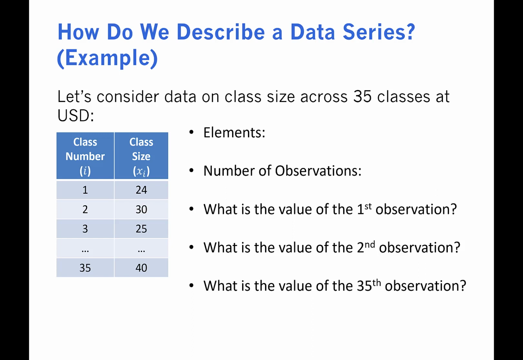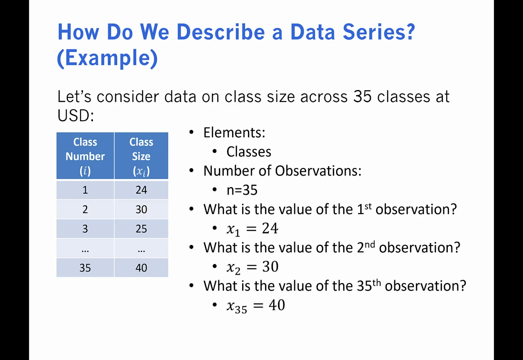So the elements in this study are the classes, because we are obtaining our data on classes. The number of observations is 35 because we have 35 classes in here. Now, what is the value for the first observation? The class size for the first observation is 24. That means x1 is 24. What's the value for the second observation? The class size for the second observation is 30. Now, what's the value for the 35th observation?